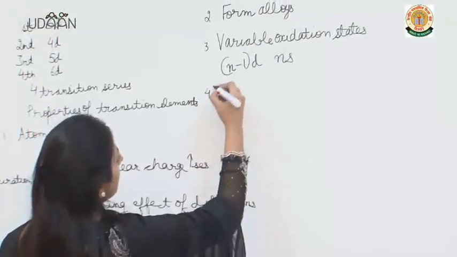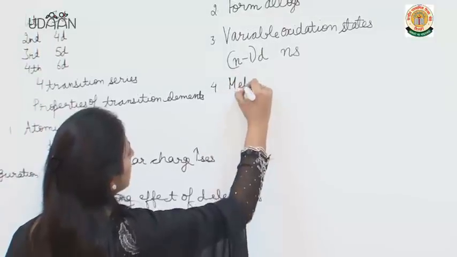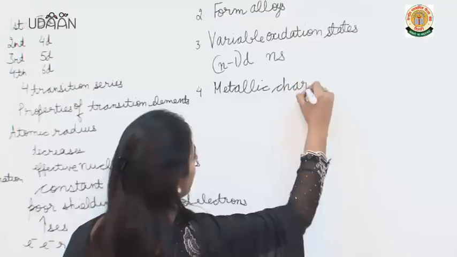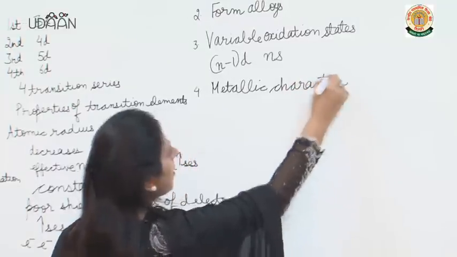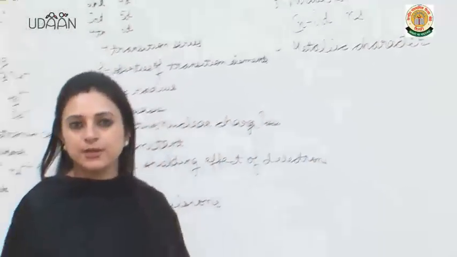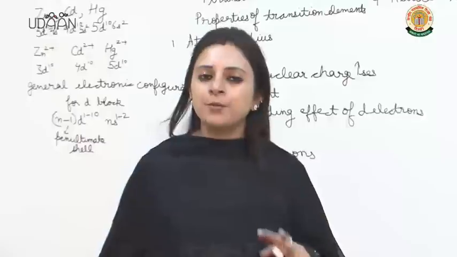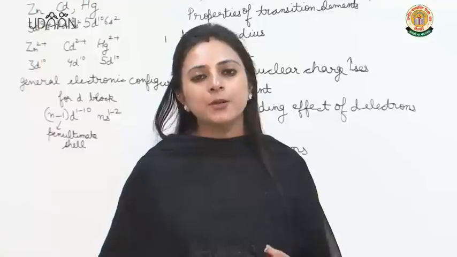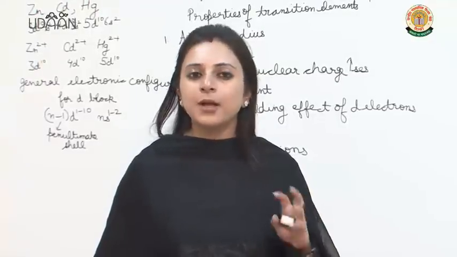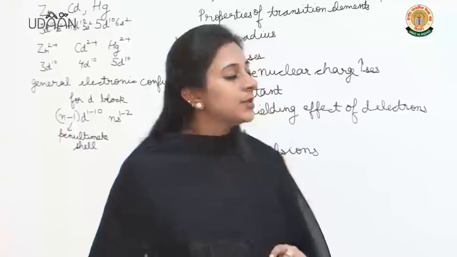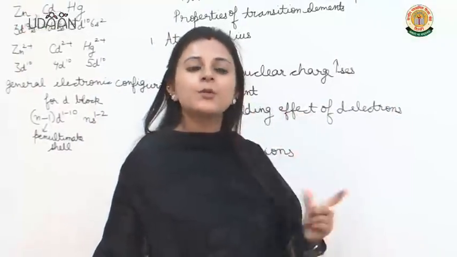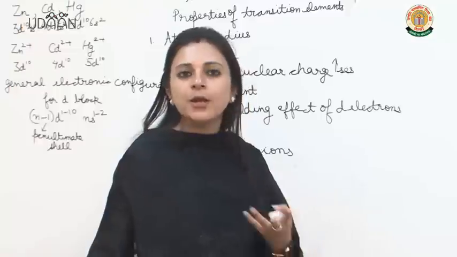Now let us talk about the metallic character. Metallic character depends on the presence of unpaired electrons. क्योंकि they have unpaired electrons, so they have strong metallic bonding because these unpaired electrons participate in the metallic bonding, जिसकी वजह से the metallic character is high. They are more metallic than S block elements.